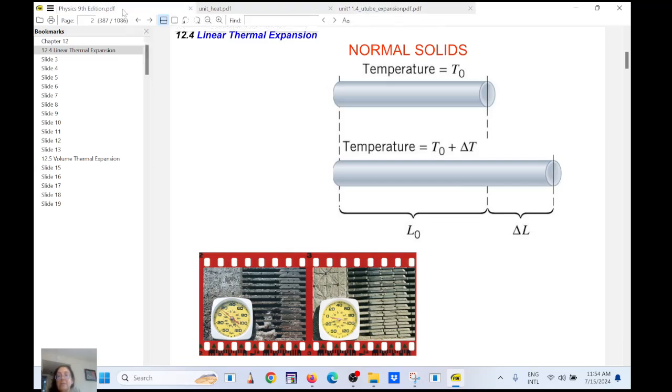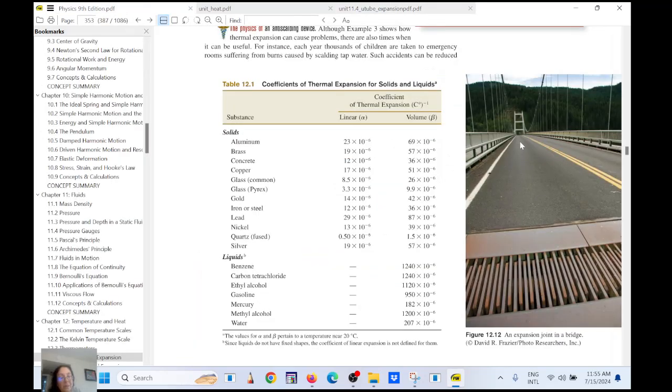So I have a nice picture here. You see, this is a bridge. Maybe it's a San Francisco bridge, I'm not sure. But you see the expansion joint here. Because when it's hot outside, it will expand. And when it's cool, it will contract.